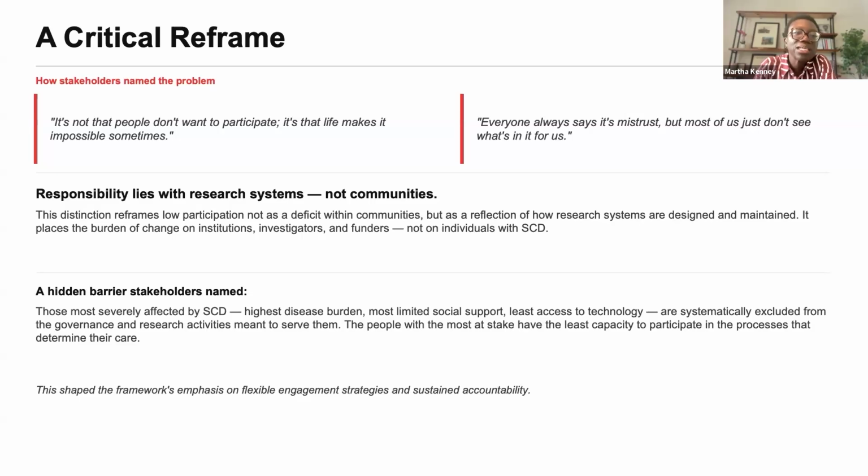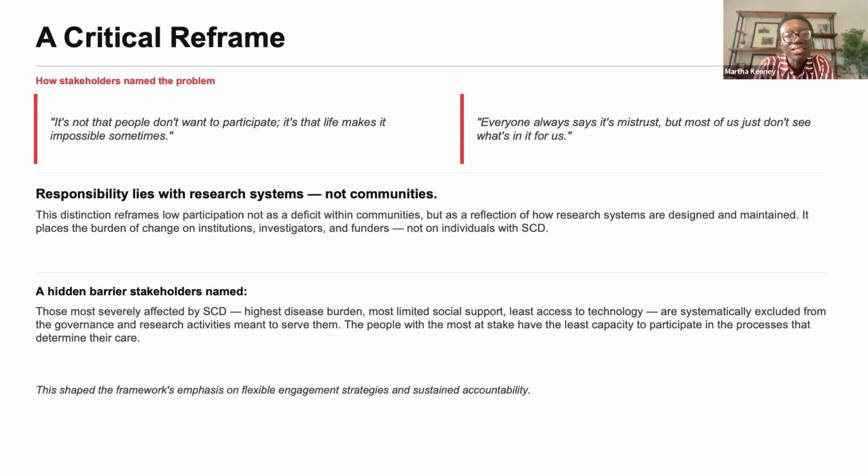And then also there's a hidden barrier that the stakeholders brought about as well: oftentimes the people most severely affected by sickle cell disease, those who have the highest disease burden, the most limited social support, and the least access to technology, are systematically excluded from research activities, and even from the ability to lend their voice to influence research. So oftentimes this group, the group that is most needy, is not included.